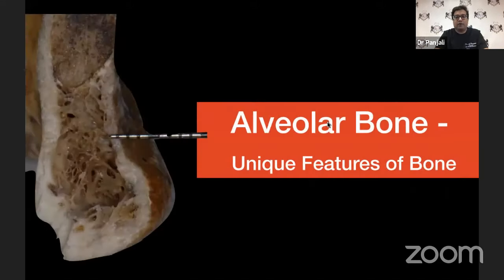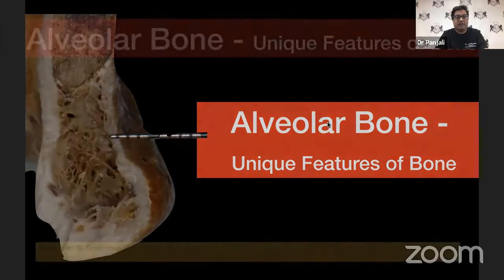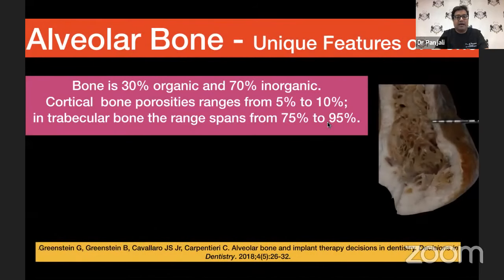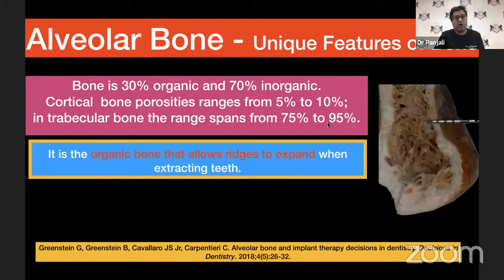So now let's look at what alveolar bone is and what the unique features of the alveolar bone are. Well, alveolar bone is made up of 30% organic material and 70% inorganic. The cortical bone has porosities of about 5 to 10%, and in trabecular bone you see about 75 to 95%. So what is the importance of having that organic bone? Well, the more organic bone you have, it allows the ridge to expand. That means that you are able to extract teeth easily.